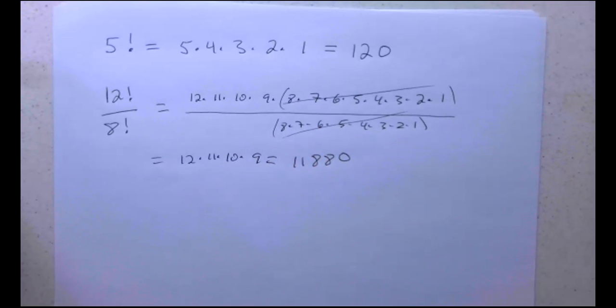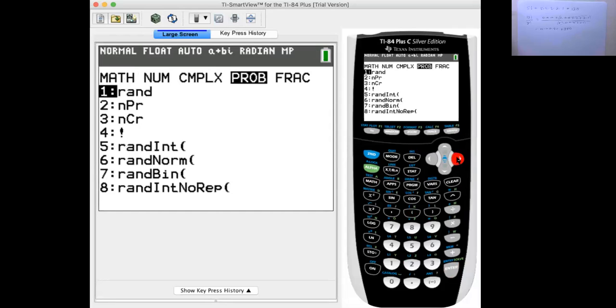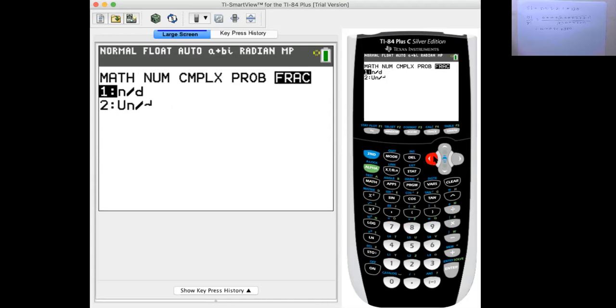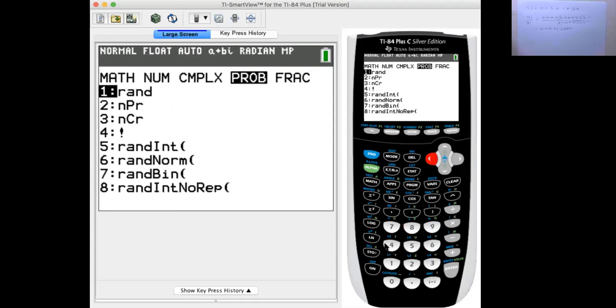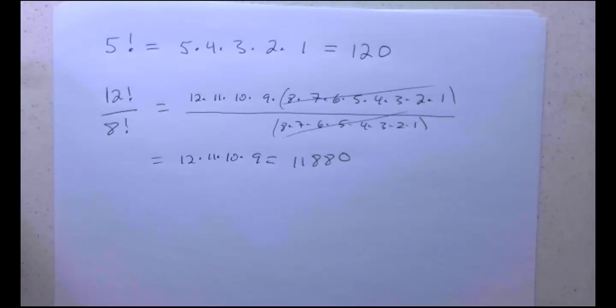Let's check that on the graphing calculator. So 12 factorial divided by 8 factorial. I like the numerator in parentheses, 12 factorial. Remember, we found it under the math menu, probability menu, number 4. So 12 factorial upstairs, divided by 8 factorial downstairs, 8, math menu, probability menu, number 4. And what do we get? We hope it's 11880, and it is. Great. Next question.